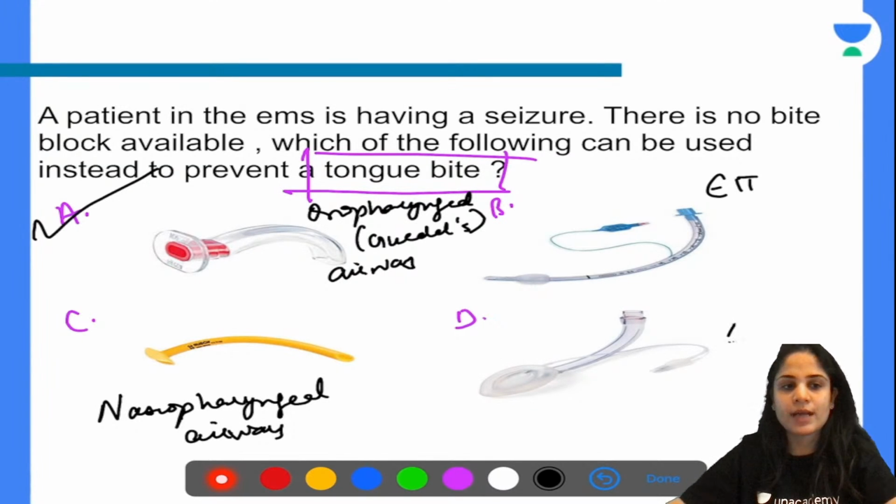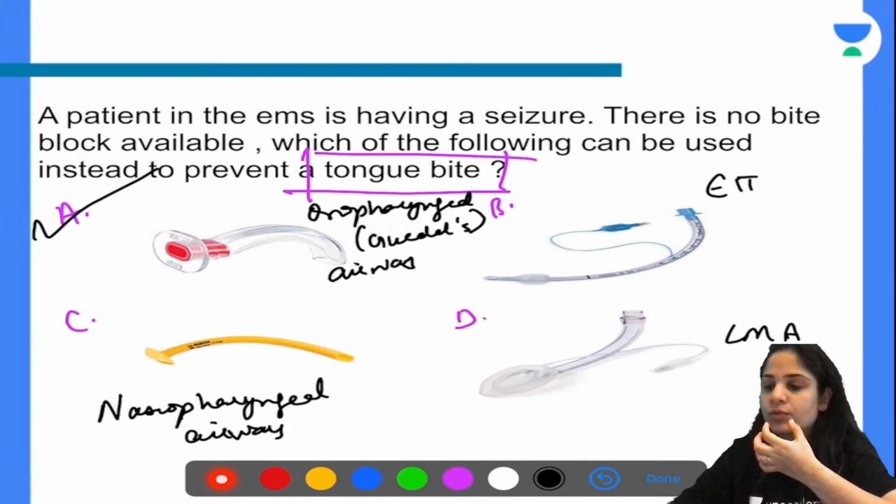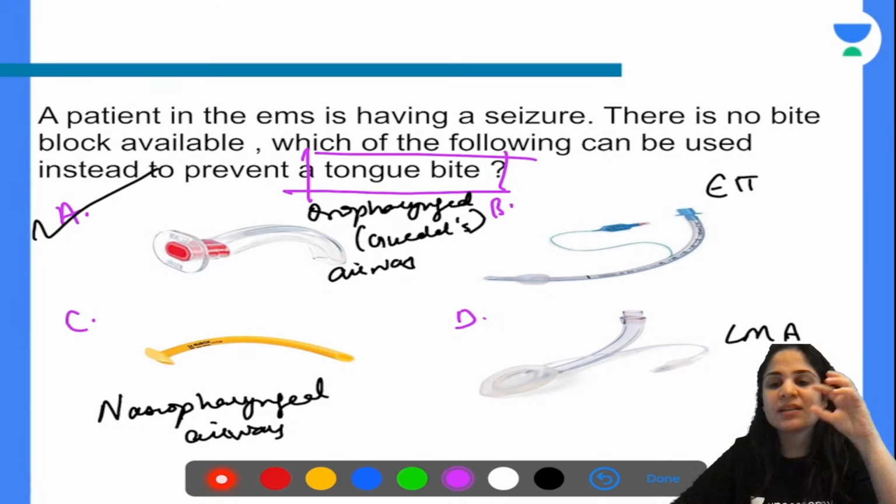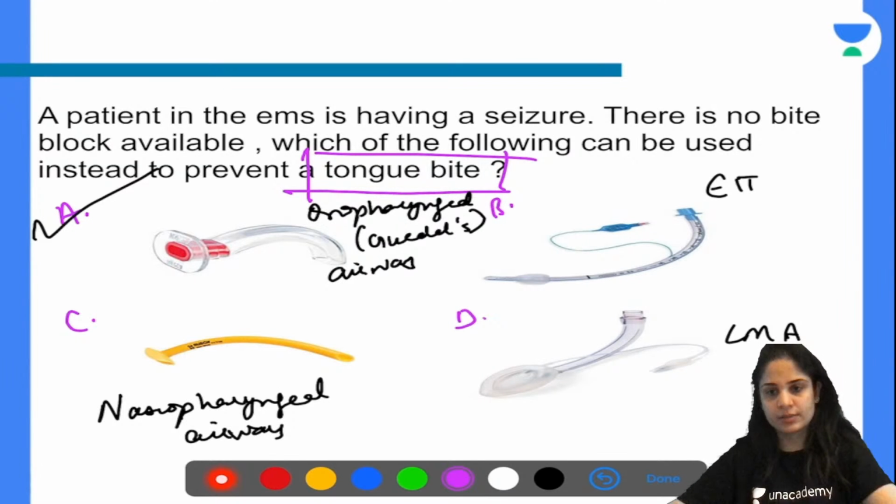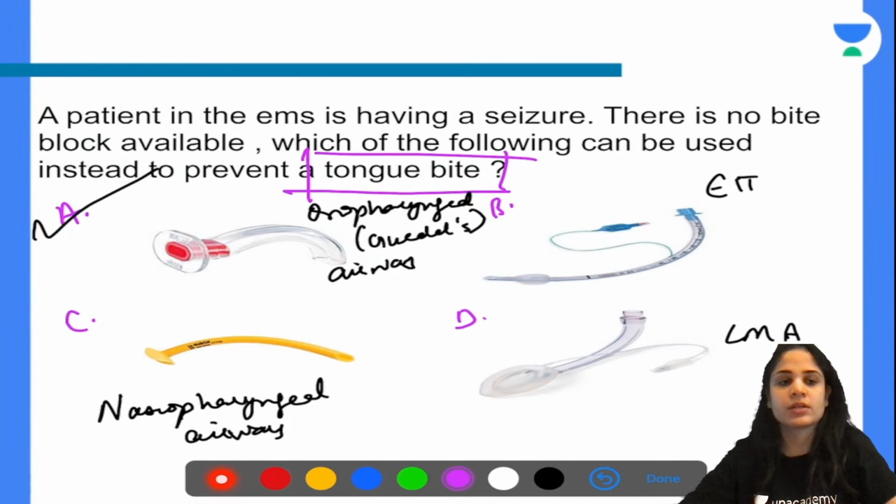Now, if you do not have a bite block to prevent tongue bite, what you can do is instead put an oropharyngeal airway or a Guedel's airway in between the teeth. So that will prevent the person from biting his own tongue. Okay, so to prevent tongue bite, you can use an oropharyngeal or a Guedel's airway. Alright, moving on to our next question.